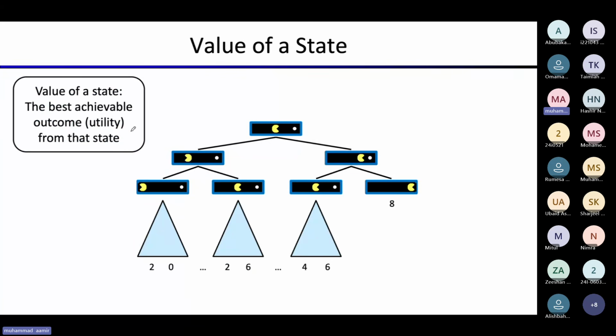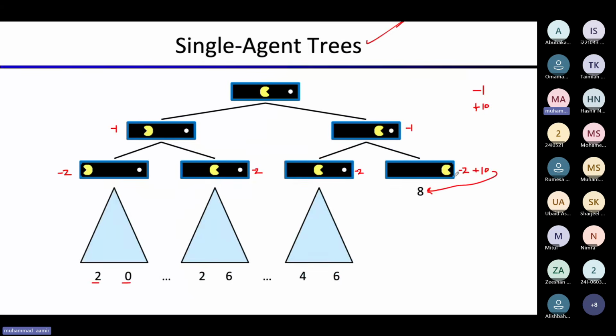So the value of a state, the best achievable outcome or the utility from that state, is called the value of a state. The value of this state is 8, the value of this state is -2, the value of this state is -1. And interestingly, the values in these game trees start from bottom to top.